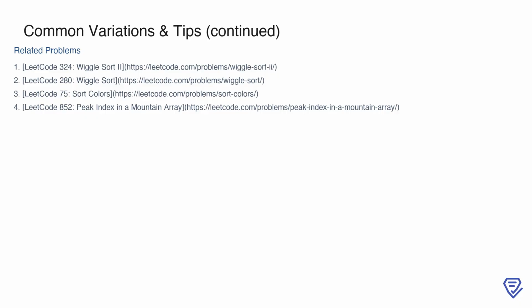Additionally, LeetCode 852, Peak Index in a Mountain Array, deals with analyzing the structure of an array to identify specific conditions, which is another skill that can transfer to solving alternating array problems. Exploring these related problems can deepen your understanding of the patterns and techniques often used in this category.